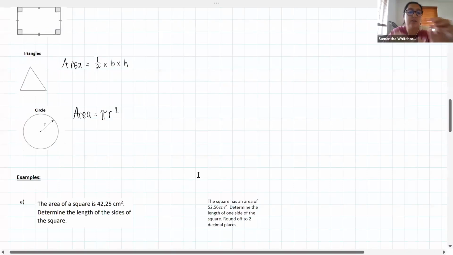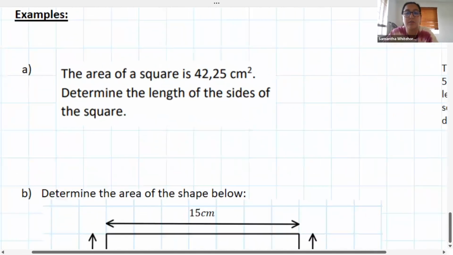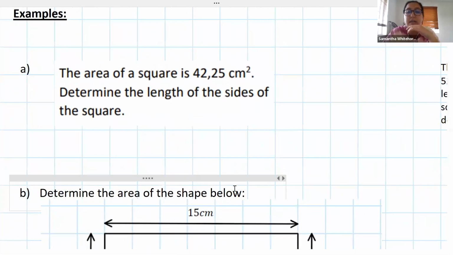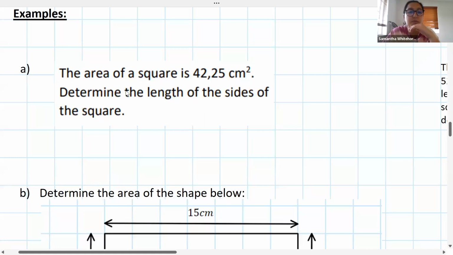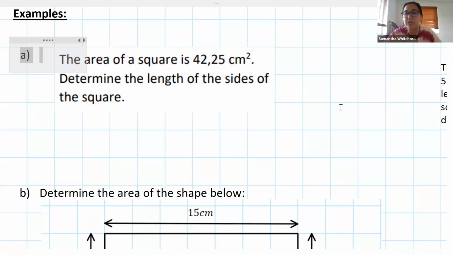Alrighty, guys, but let's have a look. I don't know why my examples are a bit all over the place, but we're just going to roll with it. All right, so the first example, and remember, guys, the whole point of this lesson is to step up the area calculations. So they're not necessarily super straightforward calculations, but they're ones that we can do.